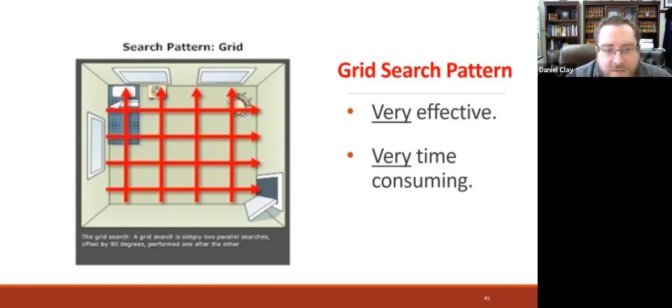So it's very effective in finding evidence, especially in houses or even in outdoor vicinities. But usually we use a different process than that. That being said, there's a problem in the sense that it's very time consuming, right? And we know that time is not always on our side.